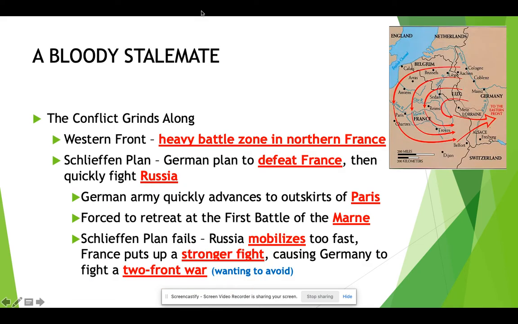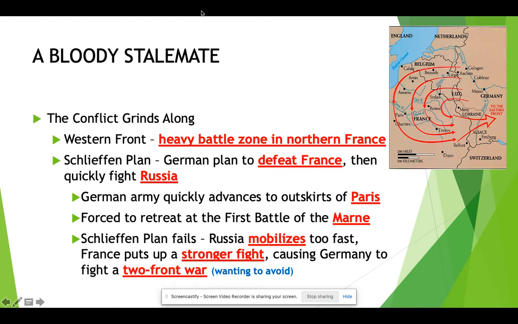We know that Germany had the Schlieffen Plan, and that plan was to defeat France quickly, then swing around and take out Russia. They thought France would be an easy target and that Russia was too big and slow to be mobilized in time to set up a two-front war. The German army does quickly advance to the outskirts of Paris, although Belgium did put up a stronger fight than Germany had anticipated. We're going to see that Germany ends up being forced into a retreat at the First Battle of the Marne, and we're going to have another Battle of the Marne later on in this war.